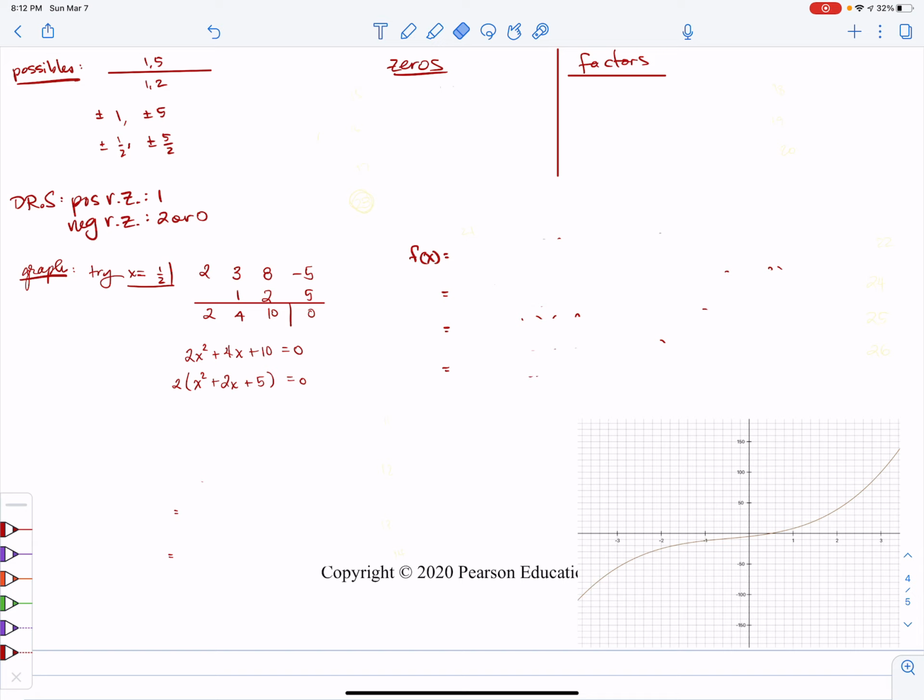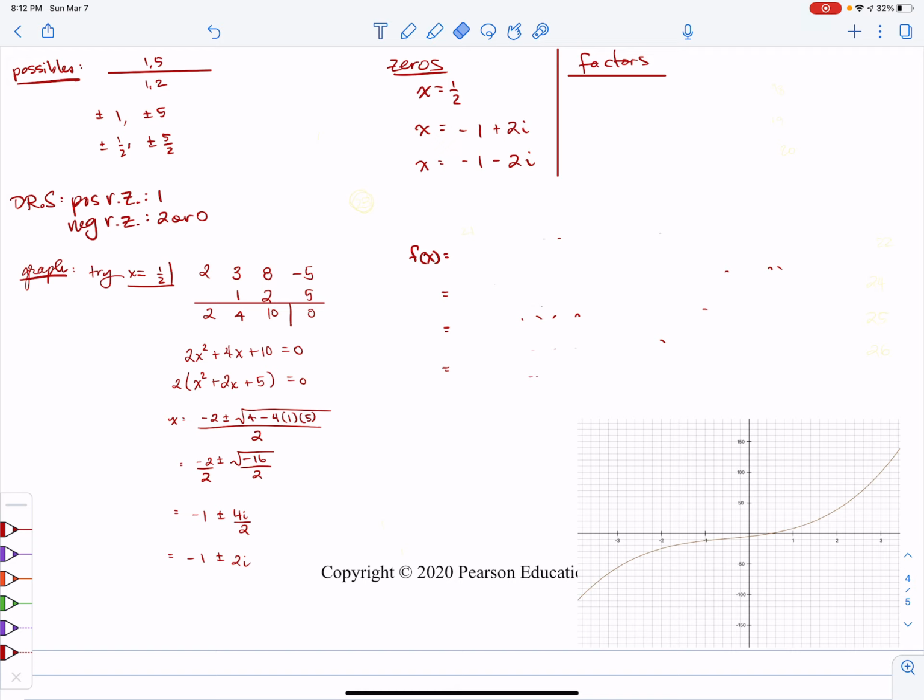And what I find next is that factoring will not work. Completing the square would work quite well, but I went ahead and chose to do the quadratic formula. So you plug in your quadratic formula. Just showing you here the work and the simplification. So I have two complex zeros here, at -1 plus 2i and -1 minus 2i. So I tried x equals 1/2, it worked, and then I came up with 2 more zeros.